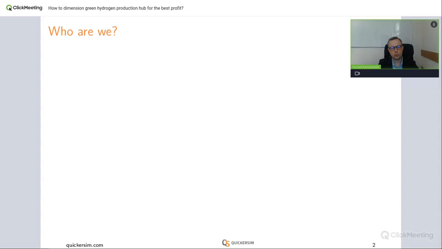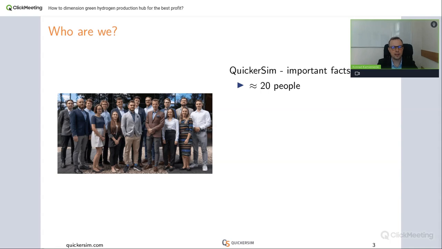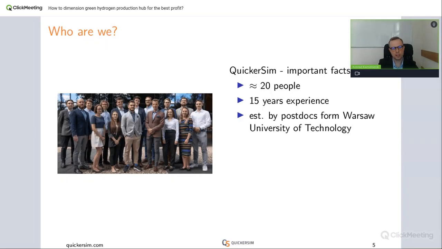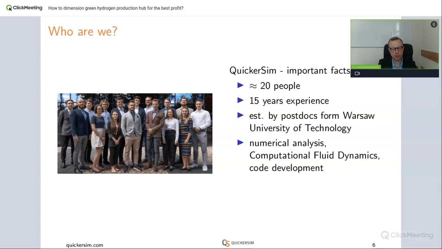First, let me introduce who we are. As I said, I represent Quicker Sim company. Quicker Sim is an engineering company based in Warsaw, Poland. Today, we have about 20 people aboard. Mostly, we are doing engineering simulation. We have about 15 years of experience. Actually, we have been commercially on the market for about 7 years, but the 8 years of previous experience was during our PhDs at Warsaw University of Technology. So, as you know, we were established by postdocs.